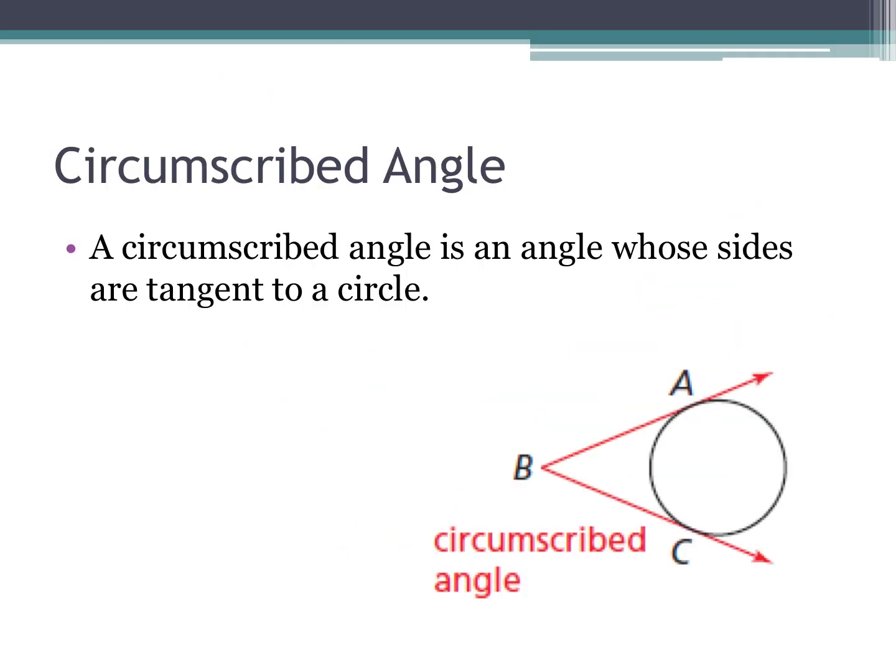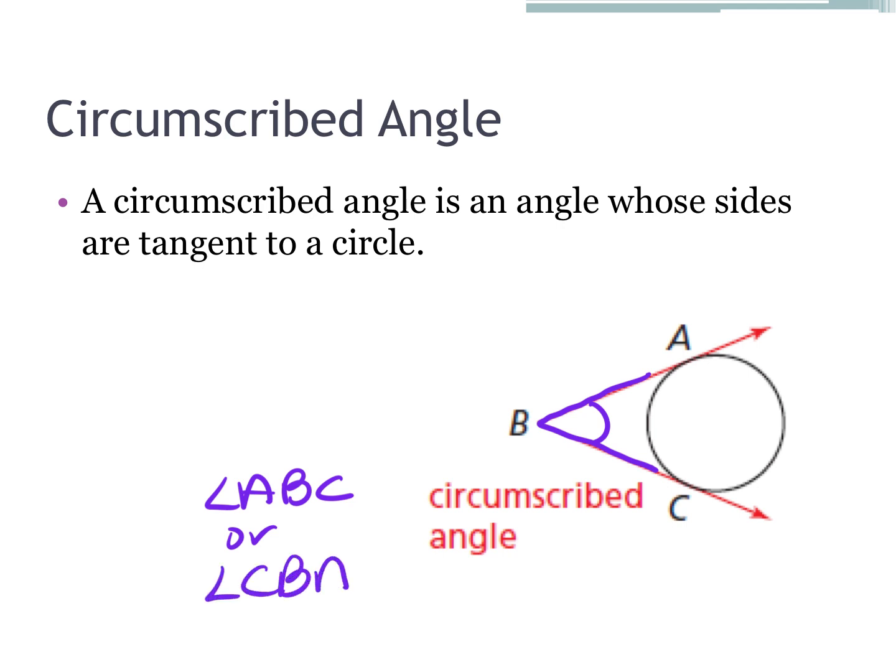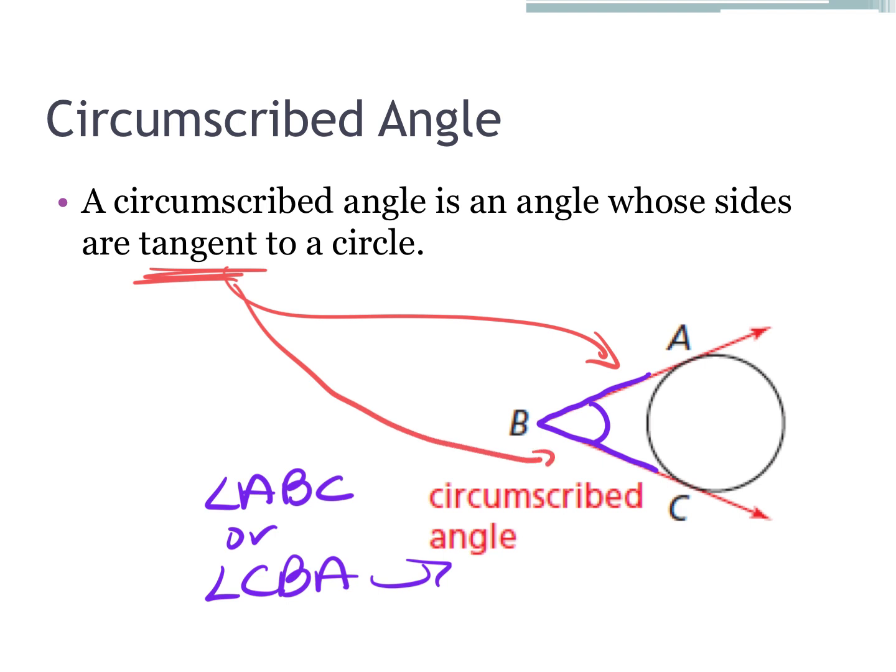The next slide is the definition of a circumscribed angle. A circumscribed angle is an angle whose sides are tangents to a circle. So my circumscribed angle is this angle right here, ABC, or you could name it in reverse, CBA. That's the circumscribed angle. And notice the sides that form that angle are tangents. So AB is a tangent, and so is BC. The sides that form the circumscribed angle are going to be tangents.